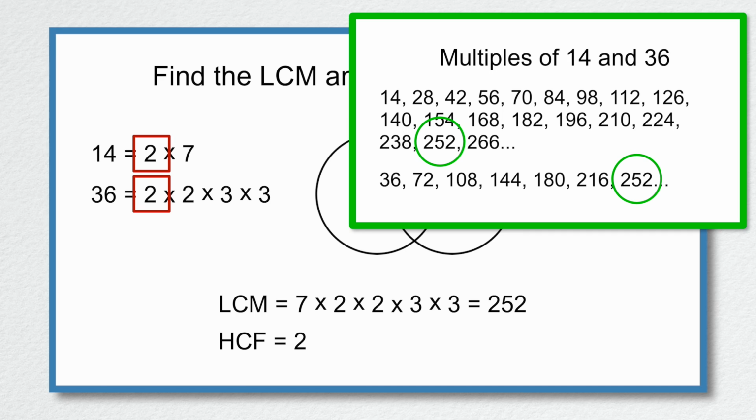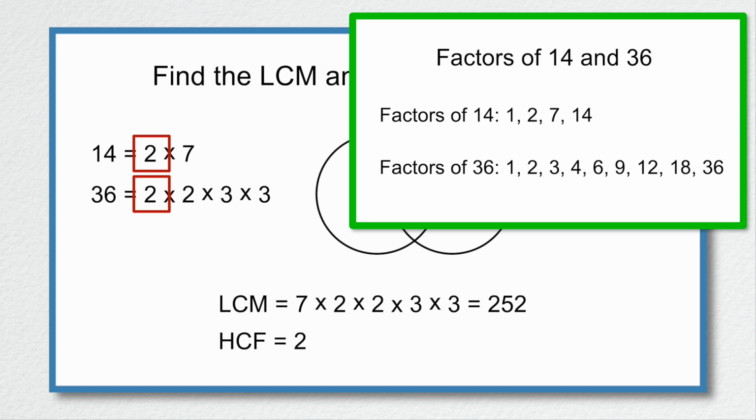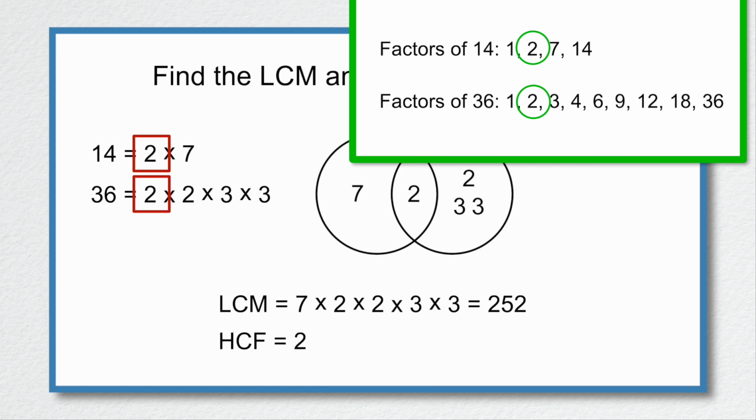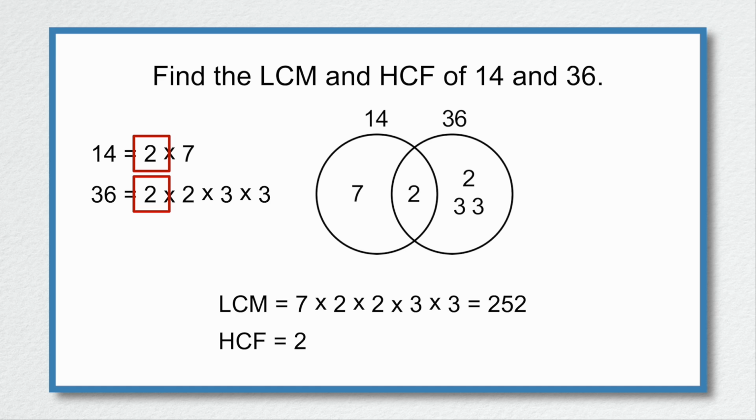Look at how many multiples we had to generate for 14 in order to find the lowest common multiple of 252. In this example, it's clearly beneficial to find the lowest common multiple by finding the prime factors. And here are the factors of 14 and 36, and we can see that the highest common factor is 2. That's an alternative for finding the lowest common multiple and the highest common factor. It doesn't matter which approach you use.